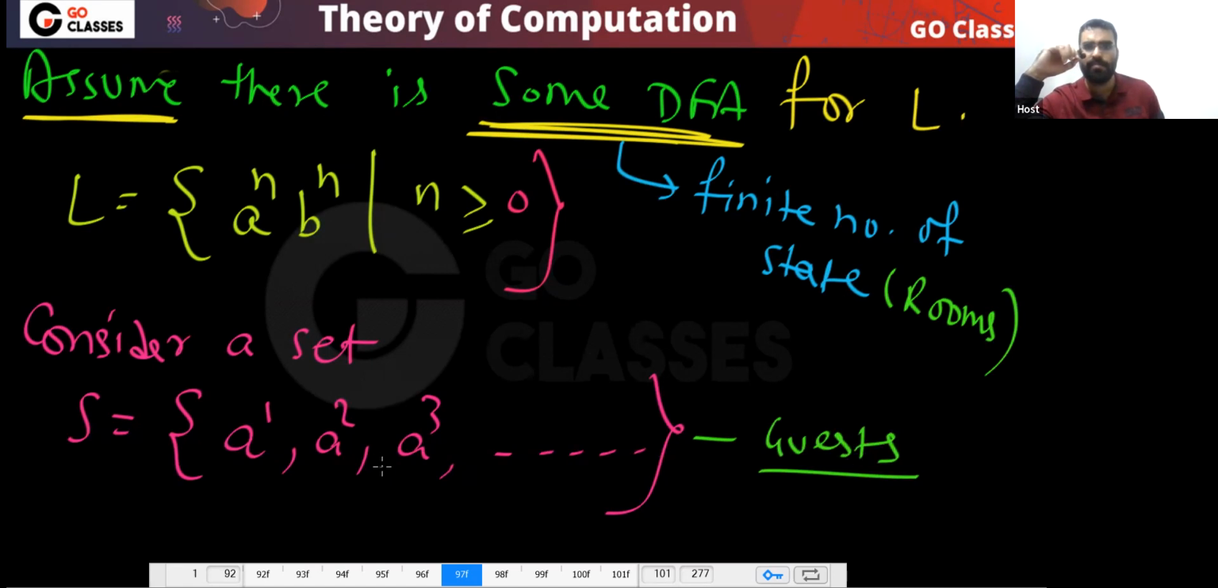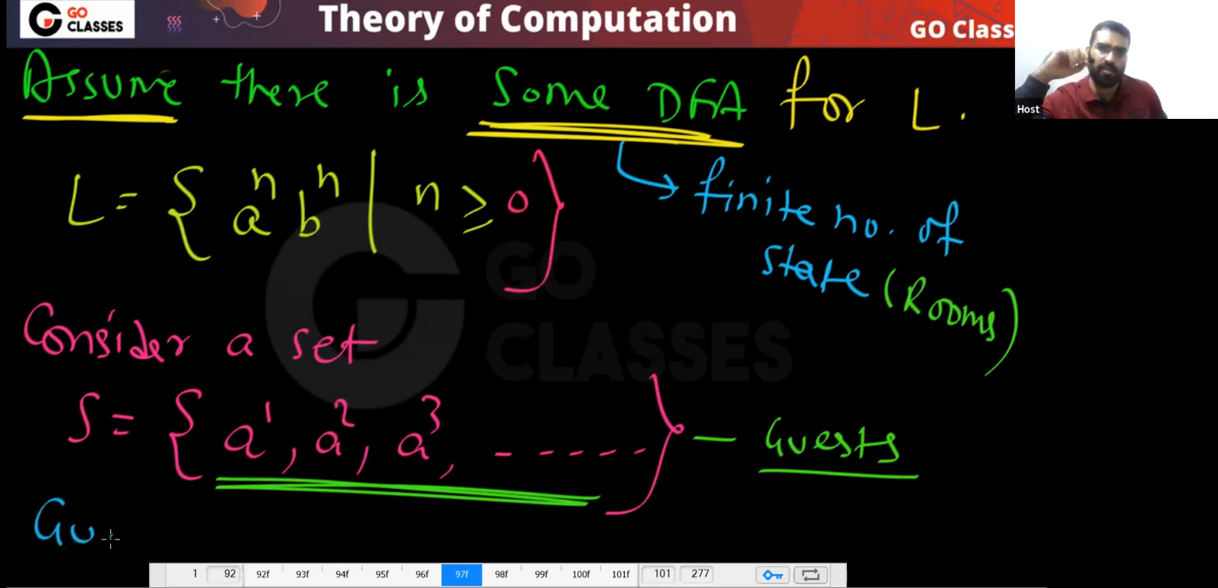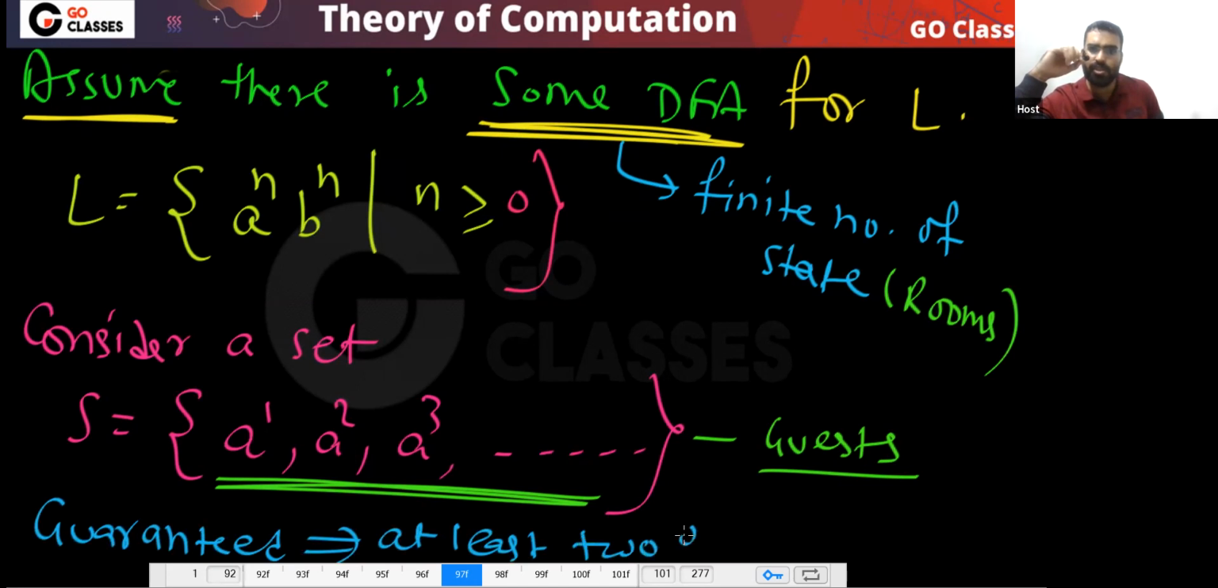So what can you guarantee? Infinite number of guests, and this is a DFA. You can guarantee that at least 2 of them will go to the same room, the same state. This guarantee is important. At least 2 of S will go to the same state.